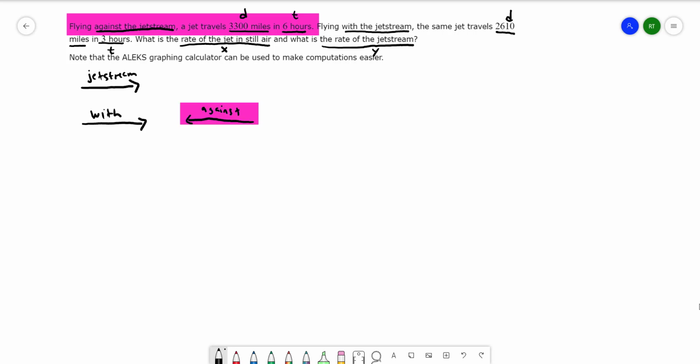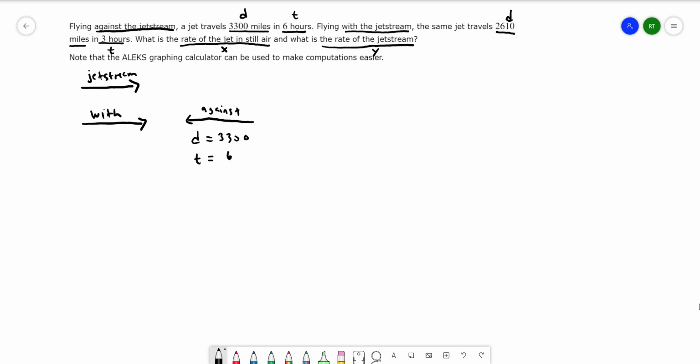It says that they traveled 3,300 miles, so that was my distance. So my distance was 3,300 miles, and then the time was 6 hours when you were going against the jet stream, so 6 hours. And then if you're going with the jet stream, I'm going to organize it under this information. With the jet stream, it traveled a distance of 2,610 miles, and then it took 3 hours to travel with it. And if you think about it, it makes sense, because if you're going with the jet stream, that means you're getting a boost. That means you're going to finish much faster.